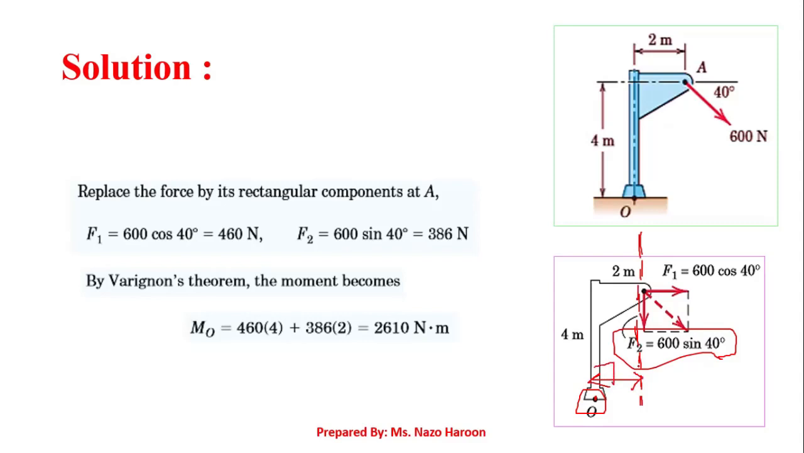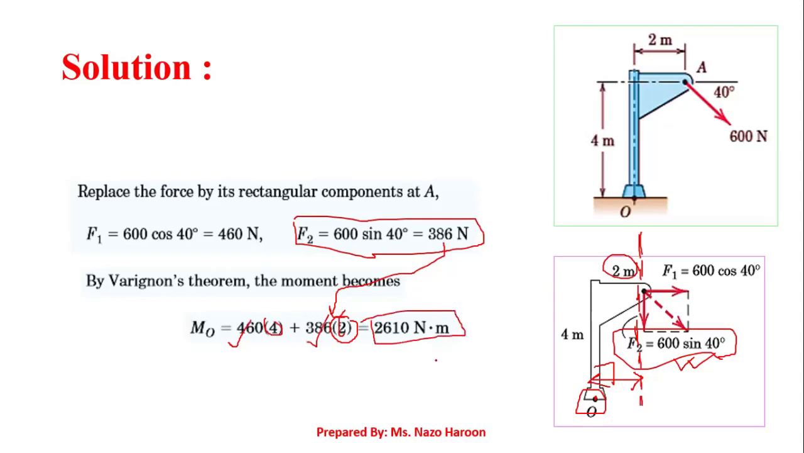So when you write the moment that is being generated under the influence of the 600 sine 40 newtons force, you may write it as 600 sine 40, or 386, multiplied by this 2. Why? Because this 2 meters is the moment arm distance for the case of this vertical component of the force, right? So now you have the force component along the x-axis, you have the component along the y-axis, and you have the corresponding moment arms. Just multiply them and add them, and you will get the final answer for this moment, like this.